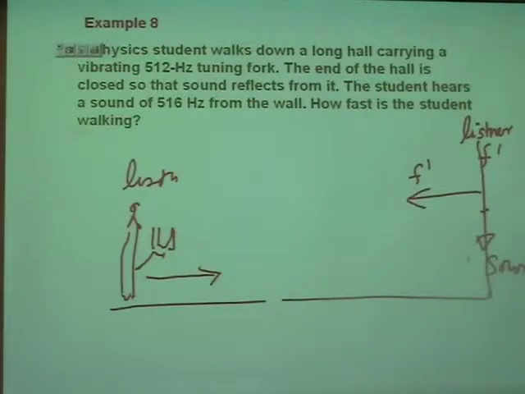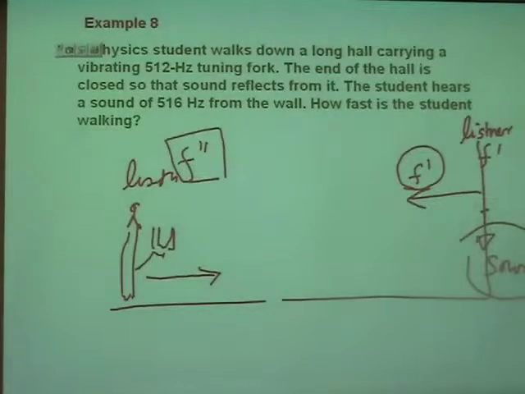The frequency coming from the source is now F prime. And the frequency as the listener, the student, hears it will be F double prime. What do we have? We are told that the student hears 516 Hz. We know F double prime, that is what the student hears. We need to find the speed of the student, Vs. Alright, let's go and set it up.